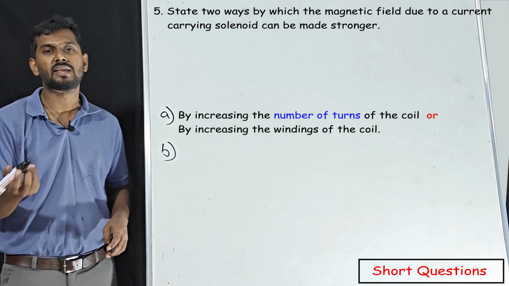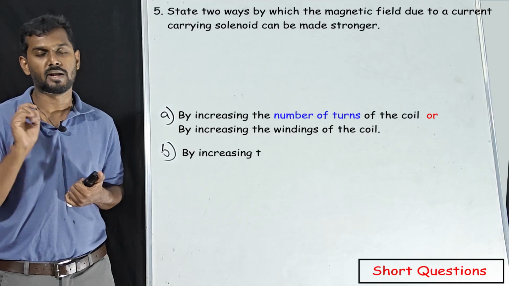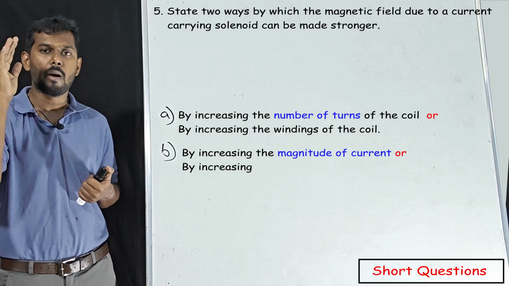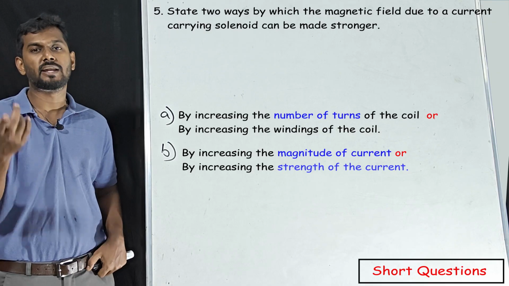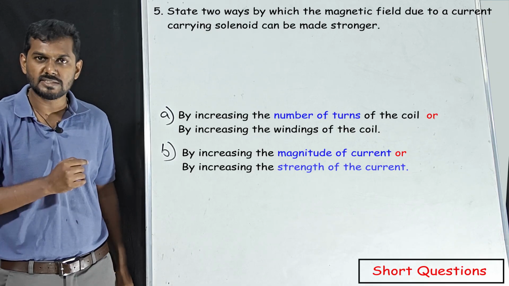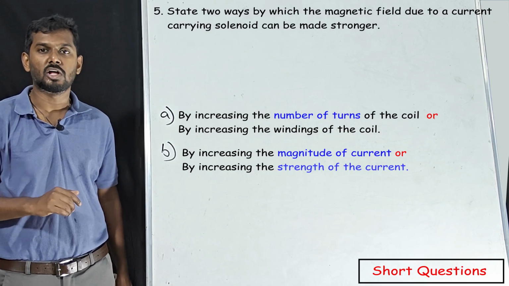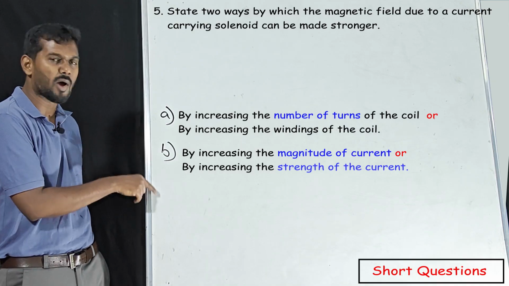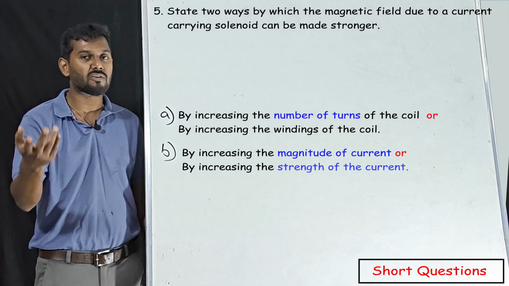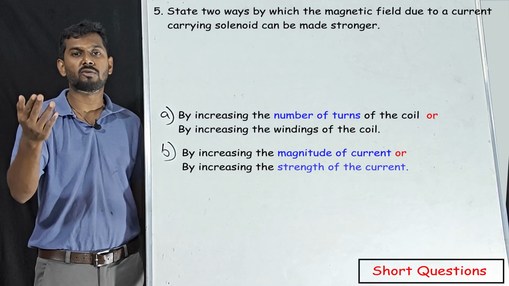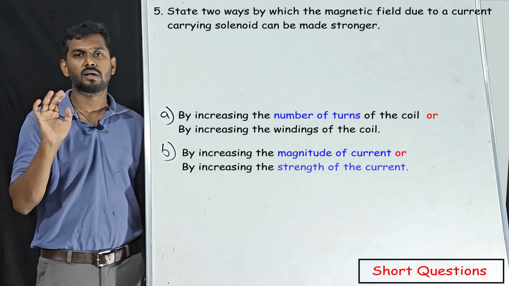Second one, by increasing the magnitude of current. We know the current is directly proportional to the magnetic field. That means if the strength of current is increased, the magnetic field strength also increases. So what are the two answers? By increasing the number of turns of a coil, or by increasing the strength or magnitude of current, any one you can write.